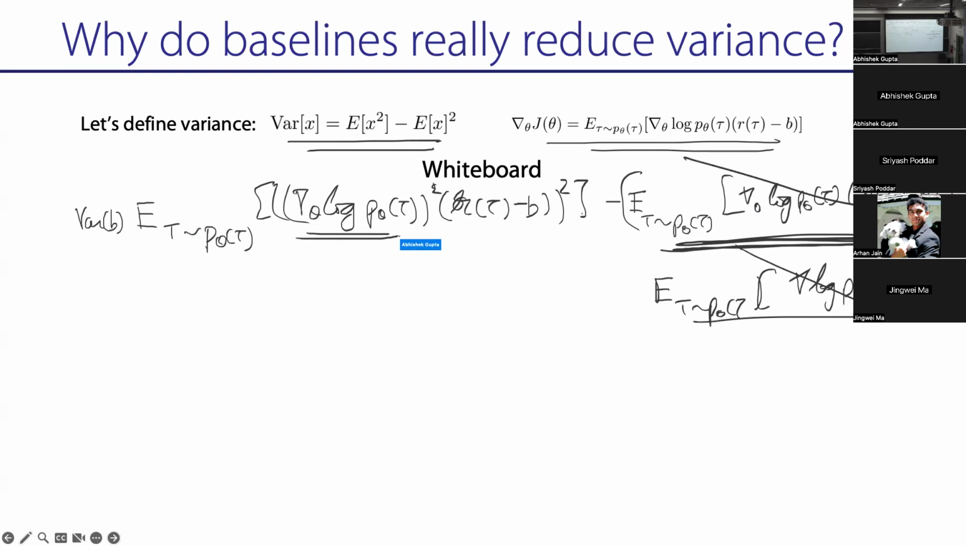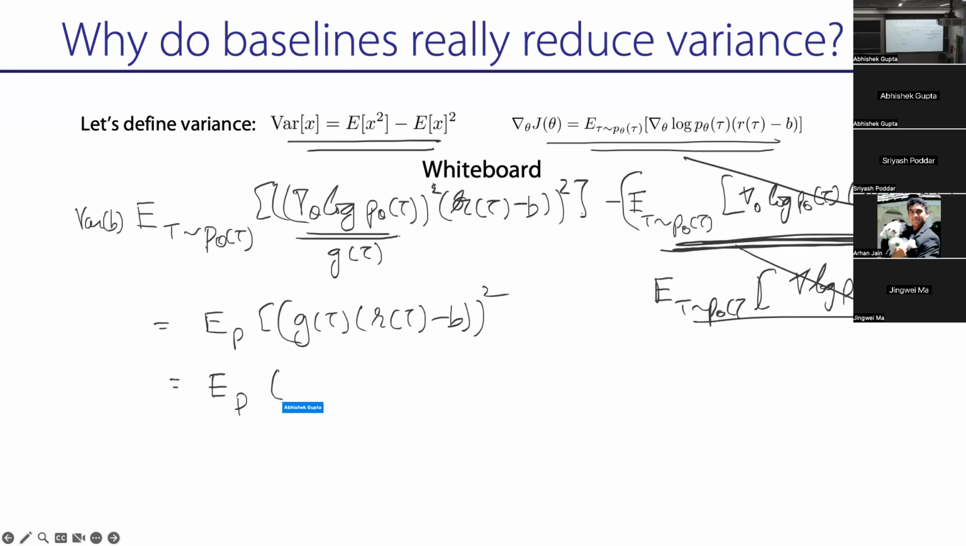Let's, for the sake of simplicity, just call this G tau, so I don't have to keep writing grad log pi. And so now your variance is going to be expectation of G tau R tau minus B, the whole squared, right? Okay, so now we're going to try and take the gradient of this thing and equate it to 0. So you're going to have 3 terms.